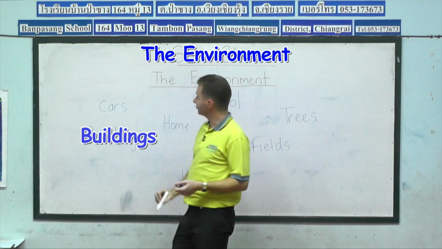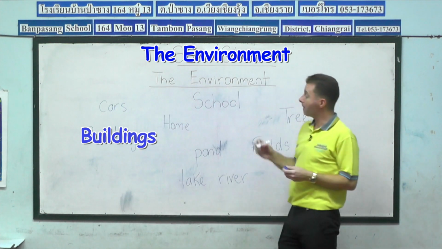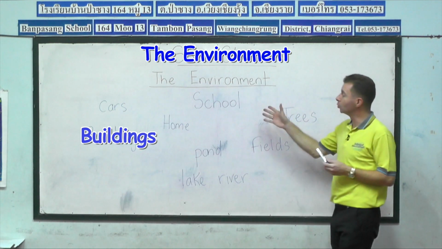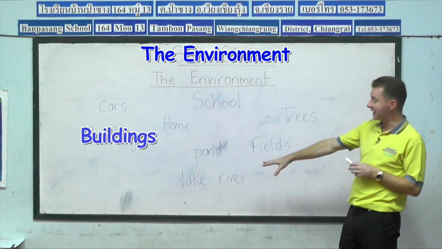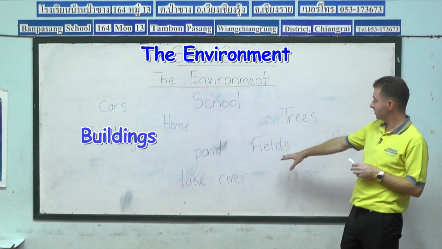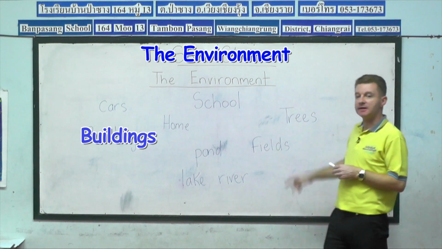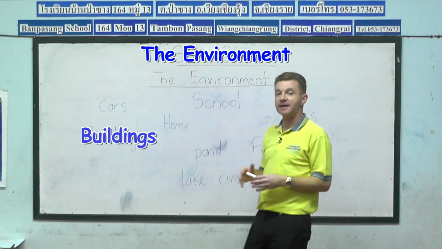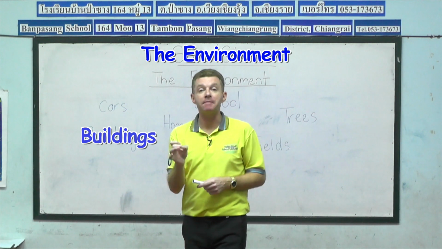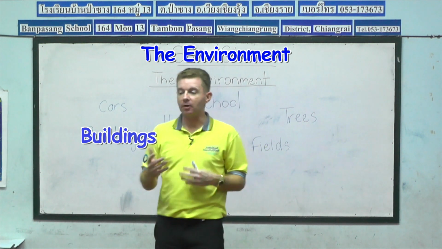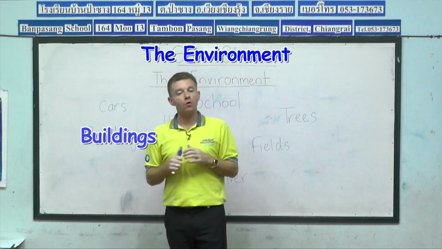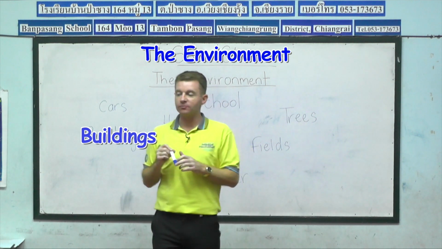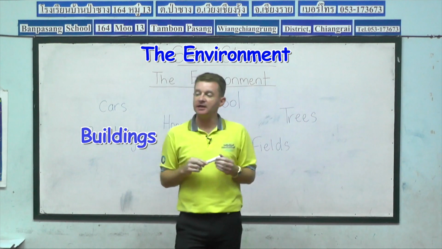So far, guys, we have cars, buildings, school, home, pond, lake, river, fields, and trees. All different examples of natural and man-made environments. But can anybody think of any more? Have a look at what we've got on the board so far. Near your homes, what other types of things might you see in your environment?